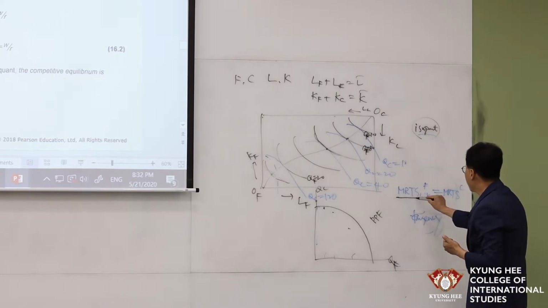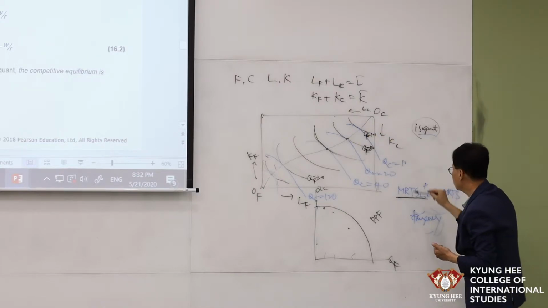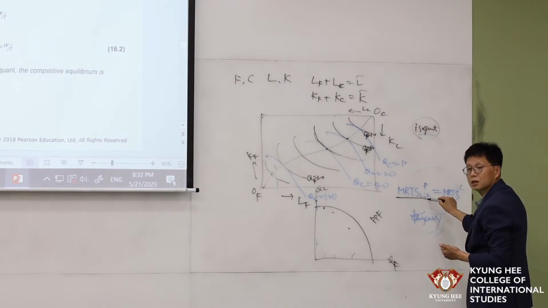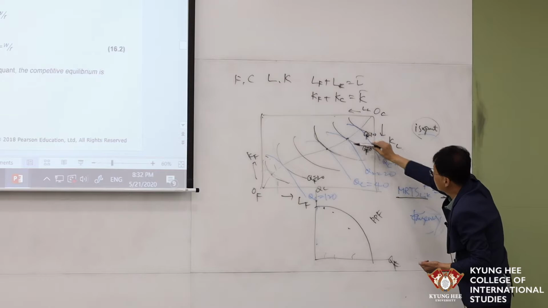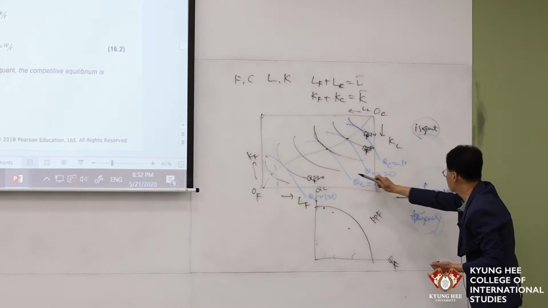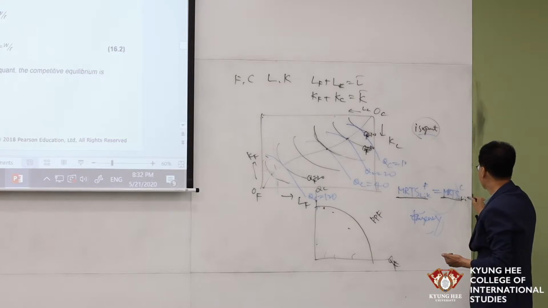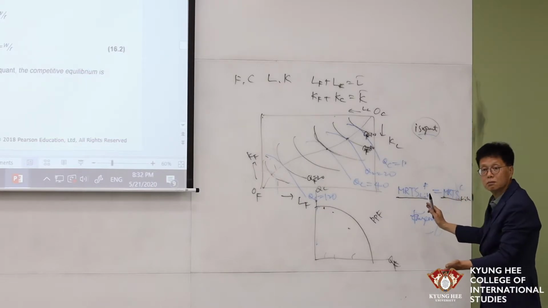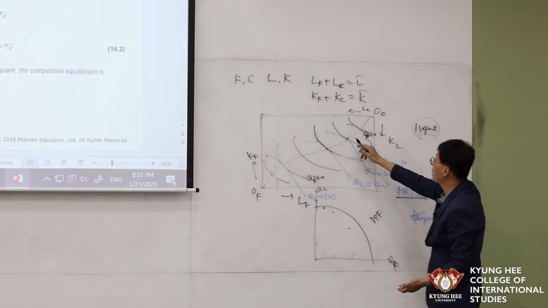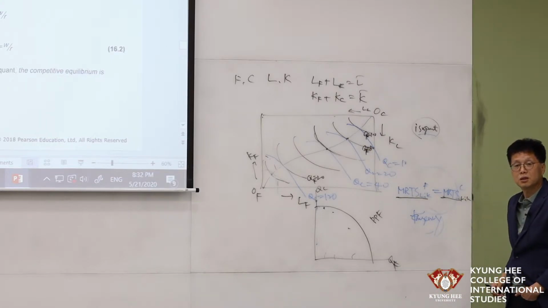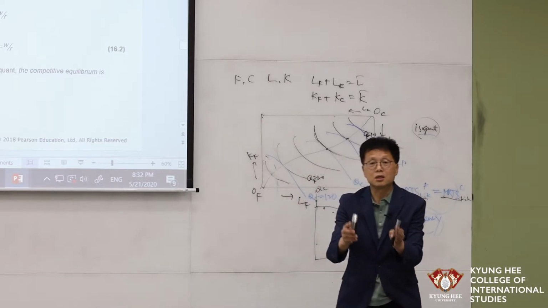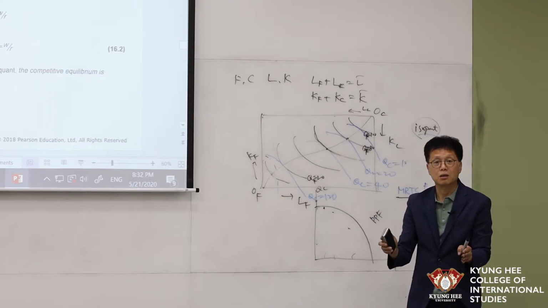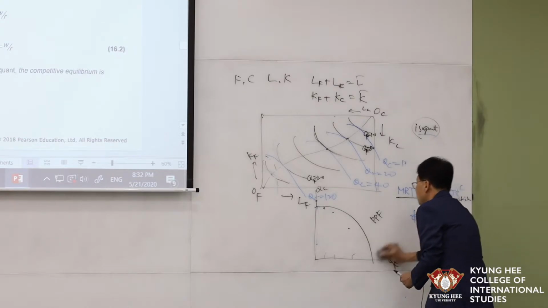That means the slope of this one, MRTS for food production, should be equal to the slope of isoquant QC. That means MRTS of labor for capital for clothing production is the same. Right? That is input efficiency, or the technically efficient point. And also think about input efficiency in a competitive market. Competitive input efficiency. What's the meaning of this?